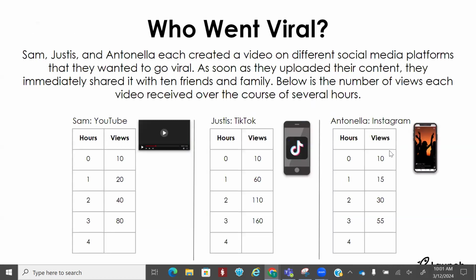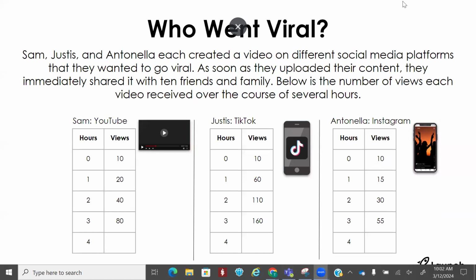Okay, makes sense. Okay, so you've got these 3 tables, and Sam and Justice and Antonella each created a video on different social media platforms that they wanted to go viral. As soon as they uploaded their content, they immediately shared it with 10 friends. So they all started with 10, okay? Your job is to fill in this chart, okay, based off of the pattern that's happening.